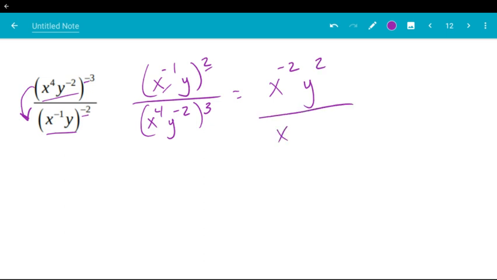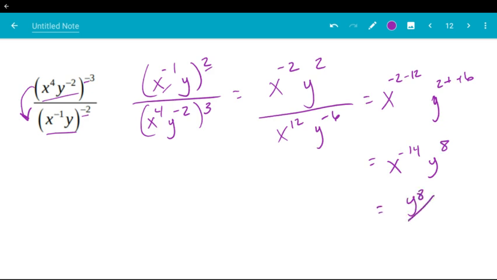Raising a power to a power, we would multiply. And then we can use our rule. Our rule is, for division, that we need to subtract. So x to the negative second power minus 12, y to the second power minus negative 6. Further simplifying, we get x to the negative 14th power times y to the 8th power. And then taking care of negative exponents, just move it to the denominator.